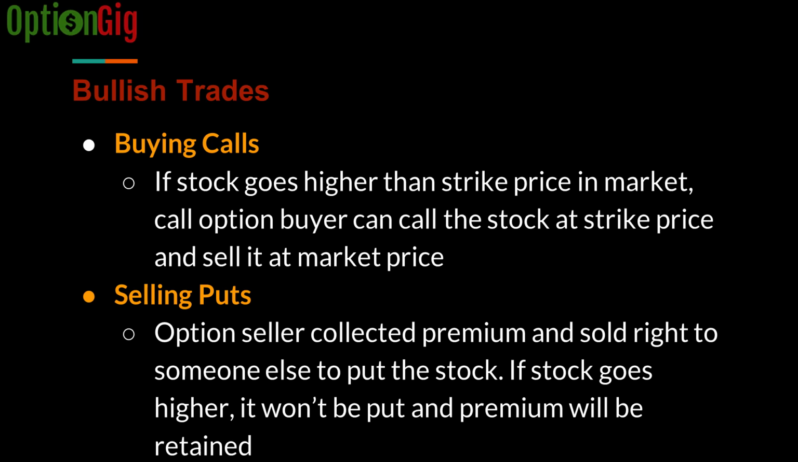On the other hand, selling a put means you are giving someone else a right to sell the stocks to you, or to put the stock to you. So if you are selling a put, you're collecting a premium and your hope is that the contract will expire worthless, the stock will go high, and no one in their right mind will be giving the stock to you at a lower strike price than what it is currently in the market. So selling a put is also a bullish strategy.